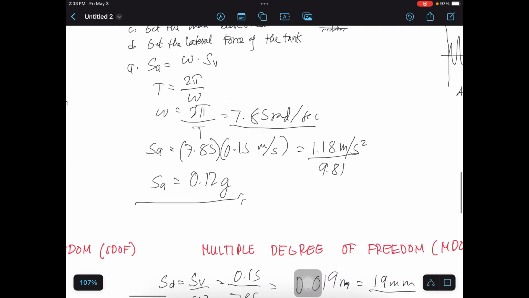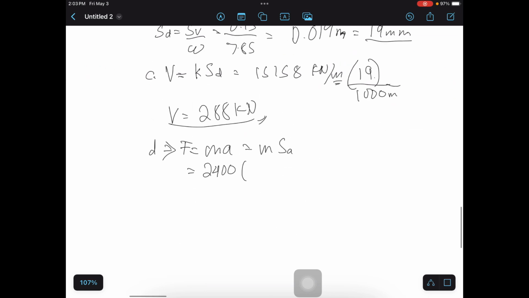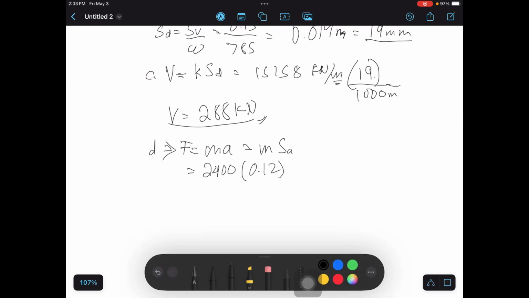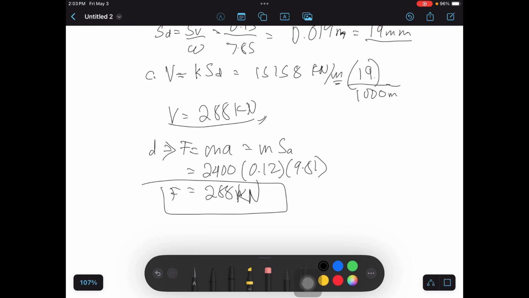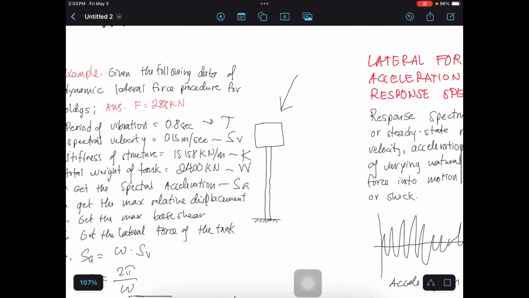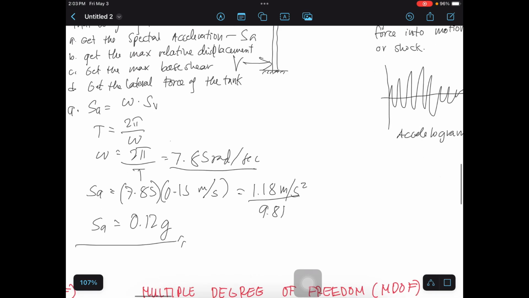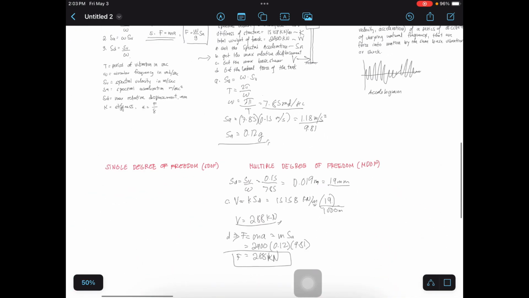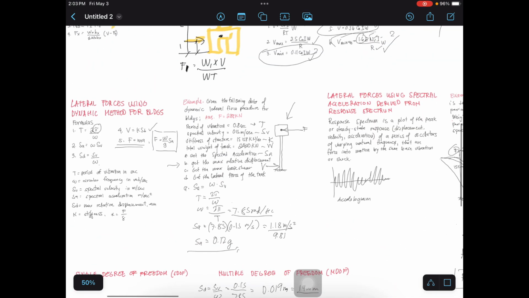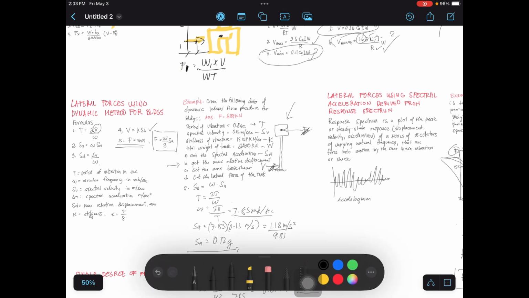Ano yung SA? 0.12. 0.12 times 9.81 kasi nga naka-gravity pa yan. So, we get yung force equal to 288 kilonewton. And this force is applied dun sa center of mass nung tank natin, F. And then dito si base shear. So, as you can see, static naman sila or in equilibrium dahil equal si base shear dito sa force natin sa tank.